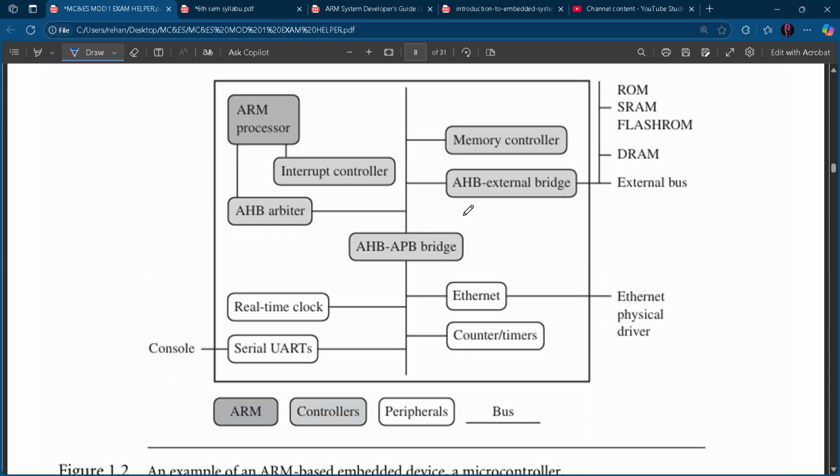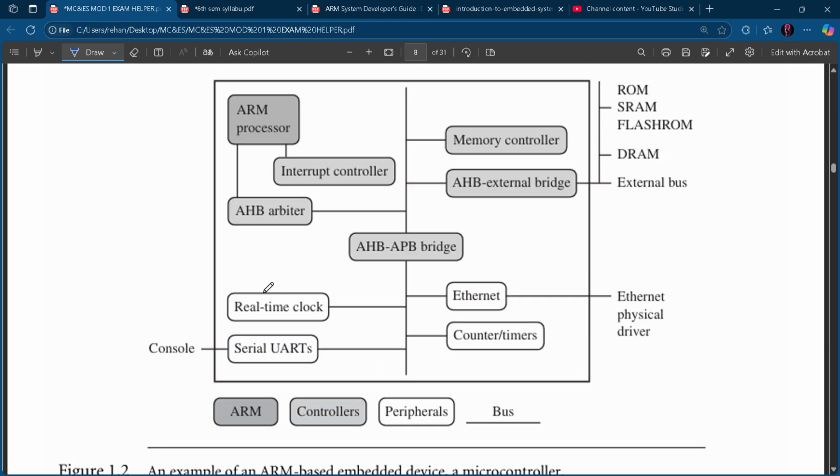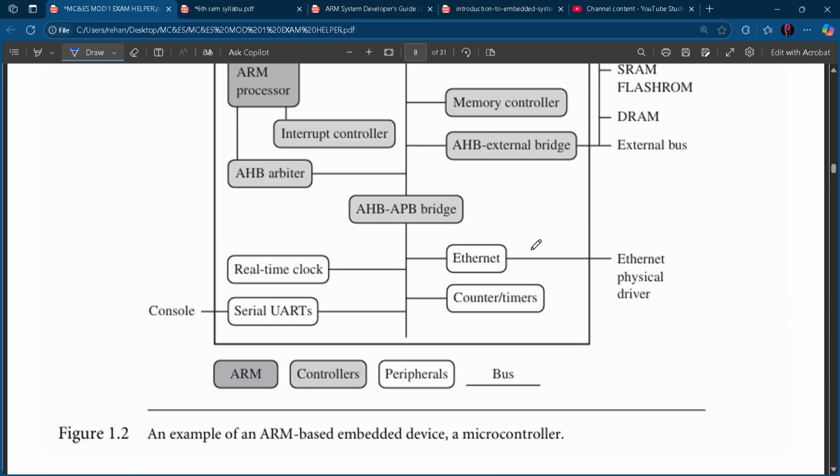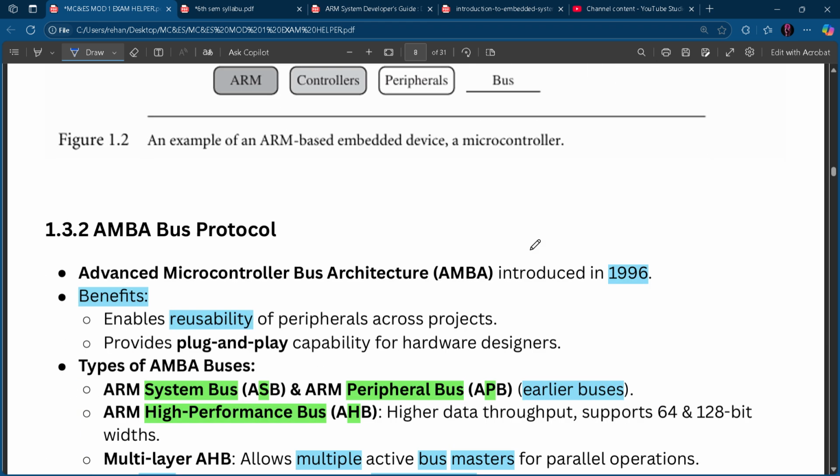This is a diagram from the textbook. You have an example of an ARM based embedded device, a microcontroller. I don't think they'll be asking this one, but you can also get a simplified diagram from the internet and use it. So, the AMBA bus protocol.